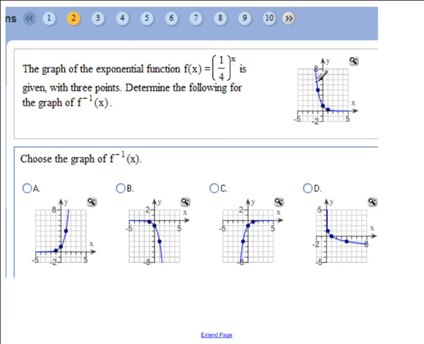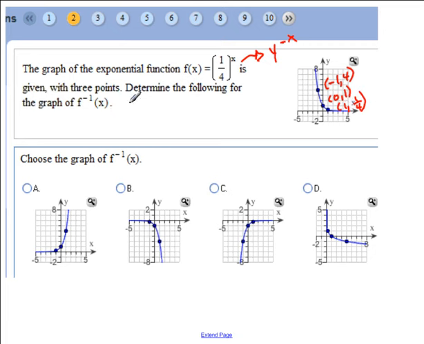So first let's make sure we remember what the exponential function looks like. 1/4 to the x, remember that's also the same thing as 4 to the negative x. But we have points on here. What is that? -1, 4, 0, 1, and I believe that would be 1, 1/4.